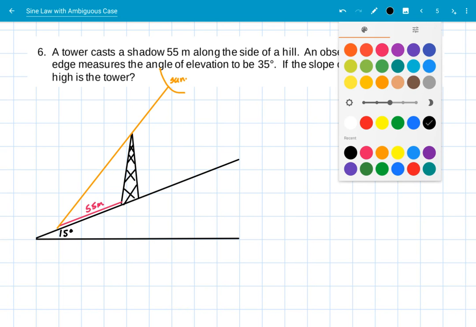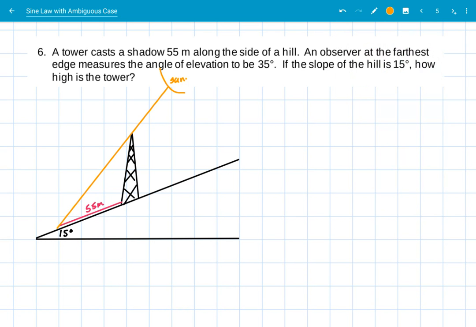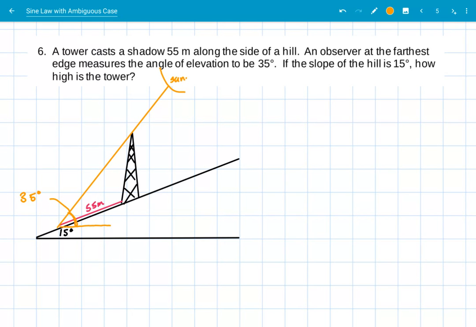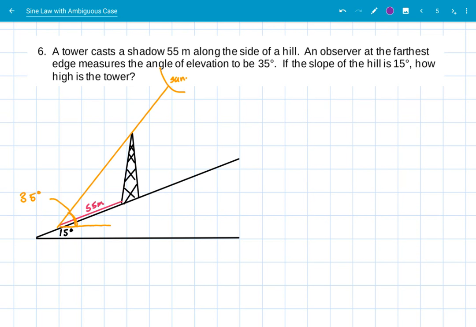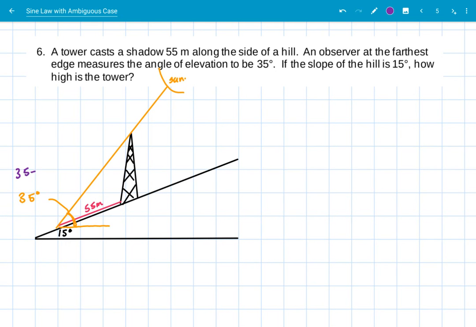More work, the angle of elevation. Here, I'm just drawing a little horizontal line. That is 35 degrees. Label it out here. So the actual angle inside of there is 35 minus 15, or 20 degrees. And that's this part right in here.